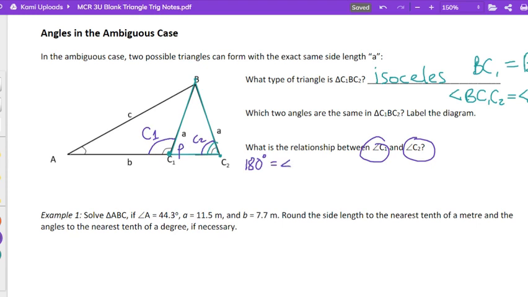So we can say angle C1 plus P is going to be 180. Let's call this other little angle Q. Yeah, we can just call it C2, sure. Let's call it C2. So we know that angle P equals angle C2, right?